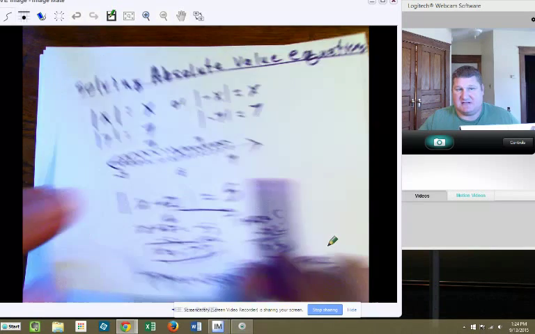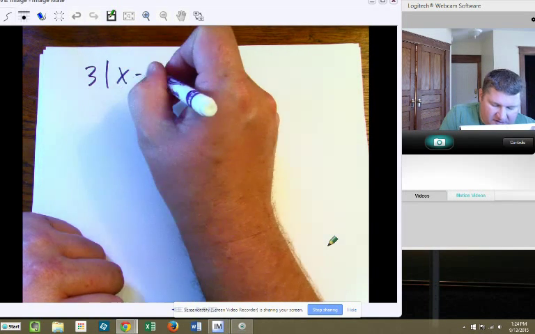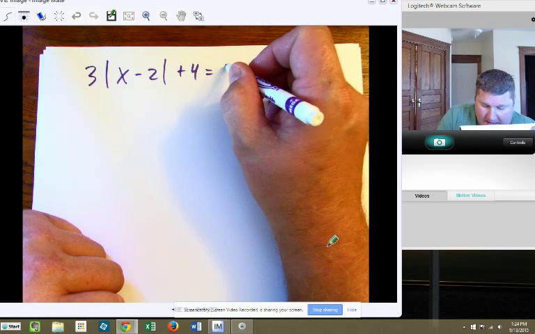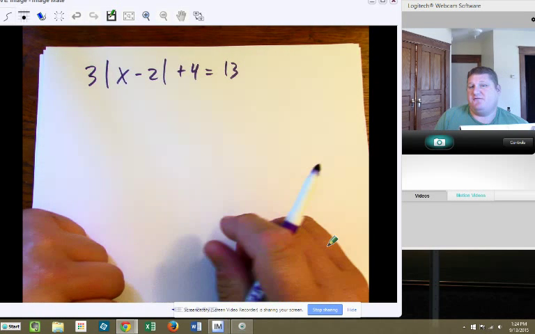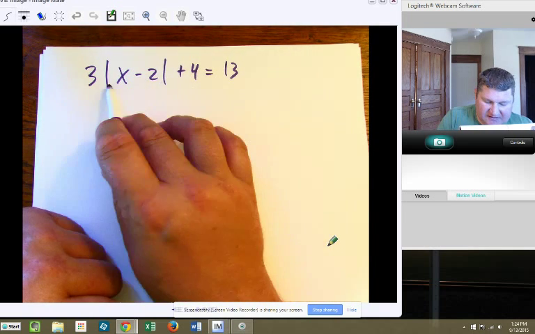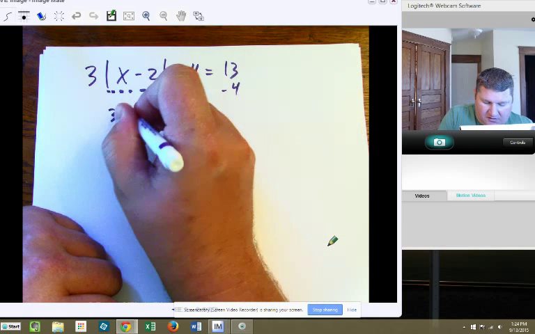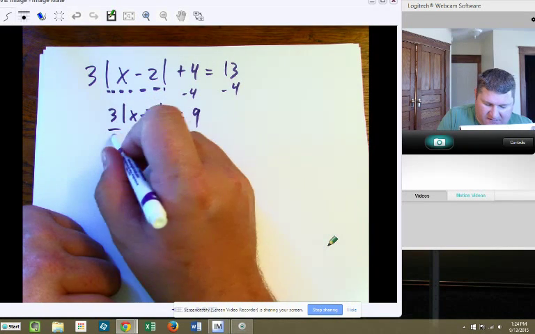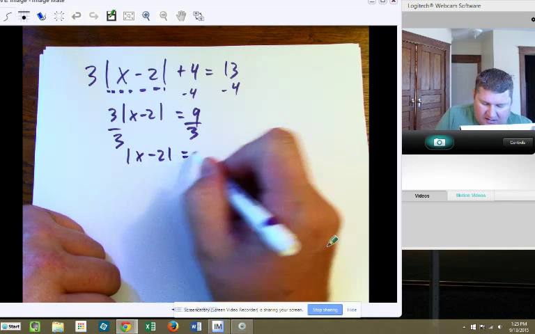Now, that's the basics. Let's do a more complicated example. 3 times the absolute value of x minus 2, plus 4, equals 13. Now if I go with something like this, the first thing is I cannot break it up into two bits yet. I have to get the absolute value by itself. Easiest way to do that, subtract 4 from both sides. 3 times the absolute value of x minus 2 equals 9. Now I'm going to divide both sides by 3. The absolute value of x minus 2 equals 3.